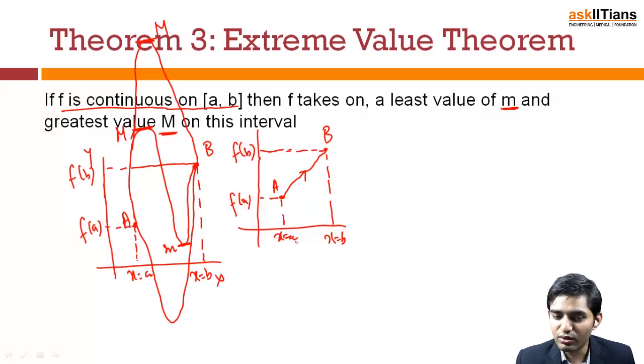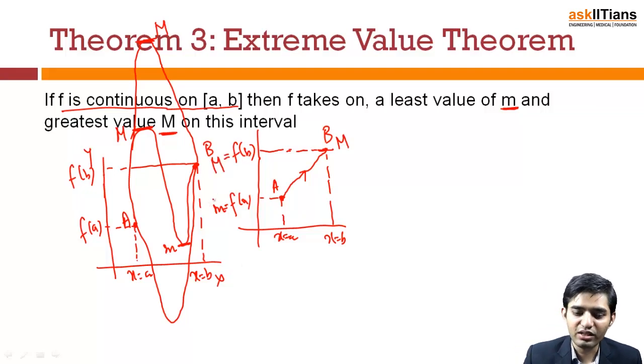If the function is continuous from a to b, I said that there should exist some minimum value and some maximum value. Now in this case, the minimum value will be present at point a, so f(a) is the minimum value of the function. And here I will get the maximum, so f(b) is the maximum value of the function. So if the function is continuous, there will exist some minimum value and some maximum value. It cannot go up to infinity. This is what the extreme value theorem is trying to say.